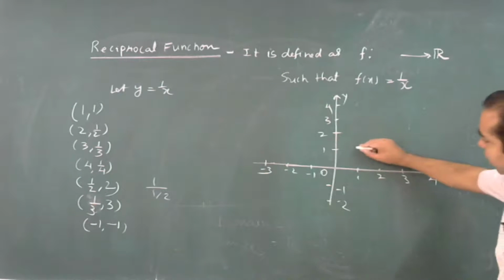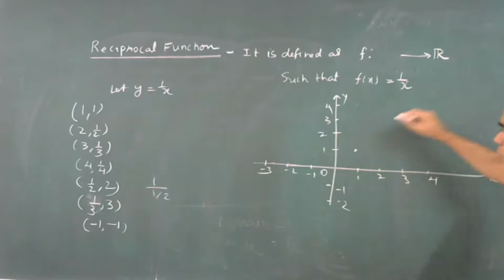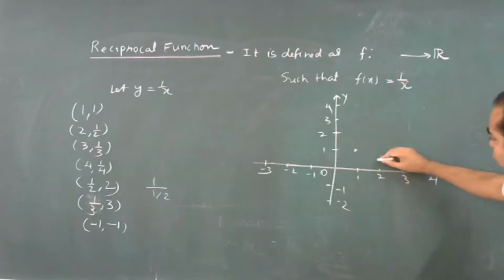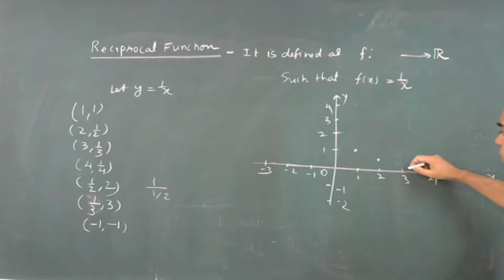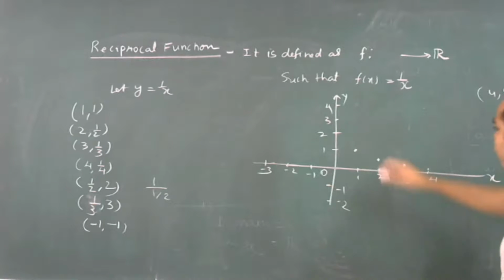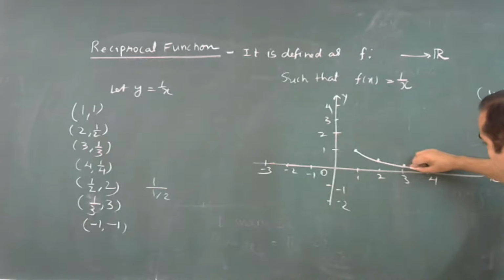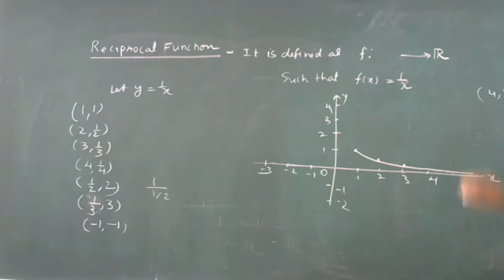1 comma 1, here is my 1,1. 2, half. 2, half, this is half. 3, 1 by 3, 1 by 3 means 0.3. Here is 0.3. 3, 0.3. 4, 1 by 4 means 0.25. 4, 0.25. Right? Just a quarter of it. We are getting the trend here. It will come like this. It is becoming closer and closer to the x-axis, but it will never meet the x-axis.